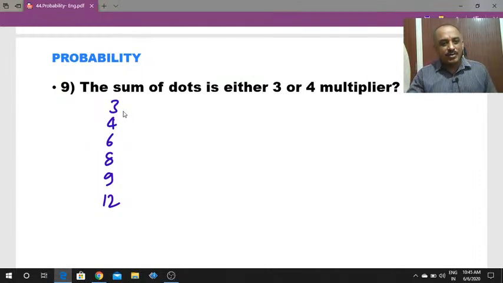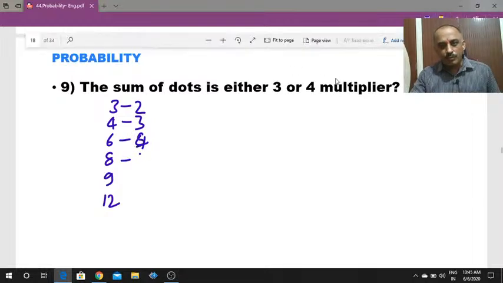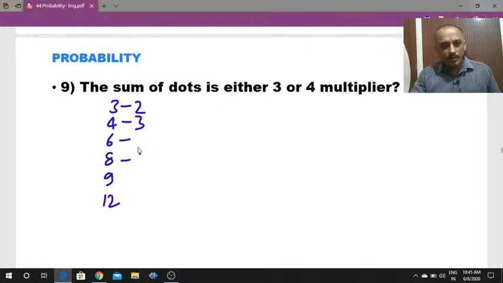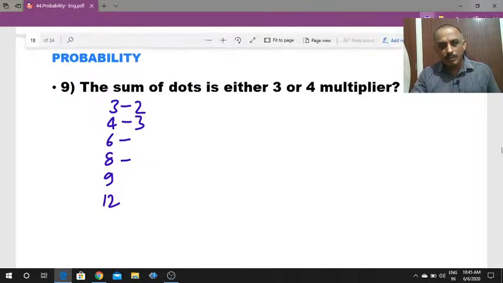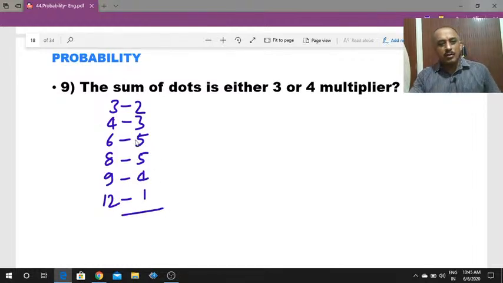Now the sum of dots is 3, number of possible outcomes is 2, 4, 3, 5, 4, 8, 6, 5, 8, 5, 9, 4, 12, 1. Find the total. 5 plus 5, 10. 15 plus 5, 20. Total 20.